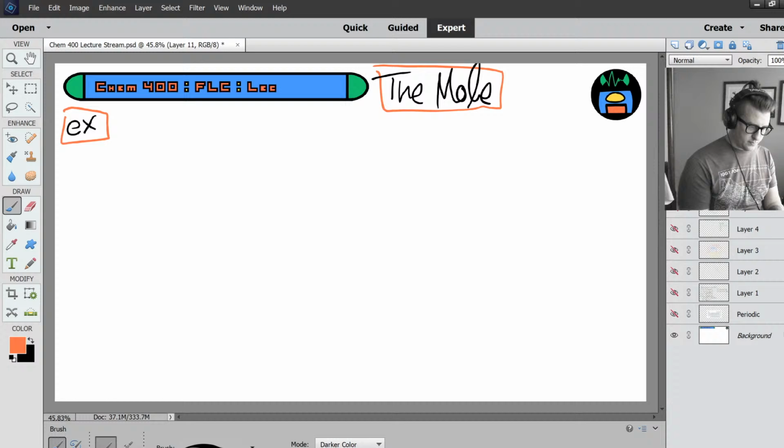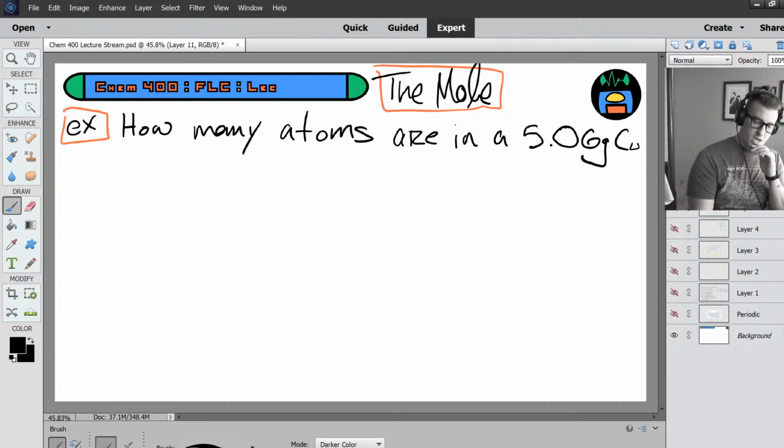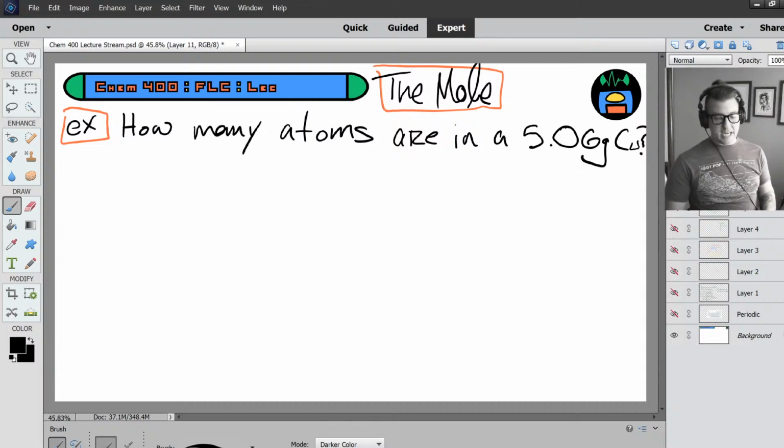All right, let's check this out. Let's do the following example. How many atoms are in a 5.06 gram sample of copper? Now, we do not have a unit conversion to go straight from grams to atoms.